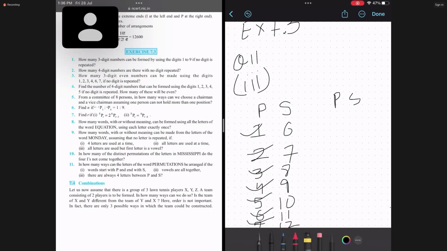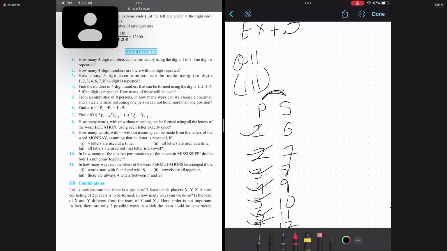But you could also swap the positions of P and S, right? So 7 into 2 would be the number of ways to fill in the places for P and S. So there are 14 ways to fill in P and S keeping this particular condition in mind, and there are 10 letters left. All that is required now is to permute these 10 letters and multiply the answer by 14, and you'll get the final answer.